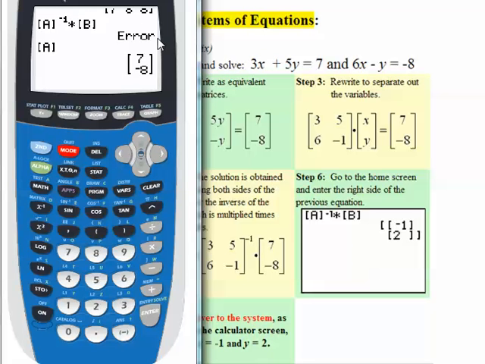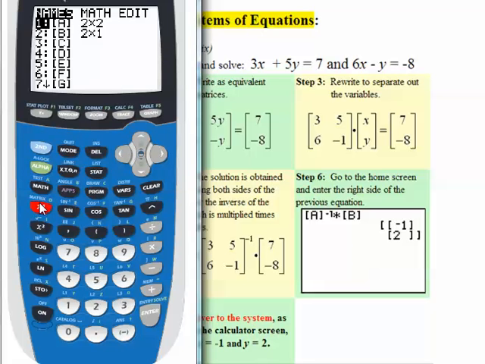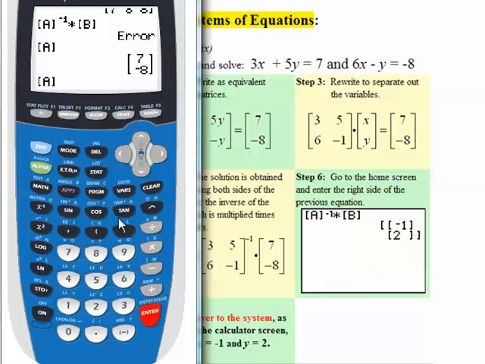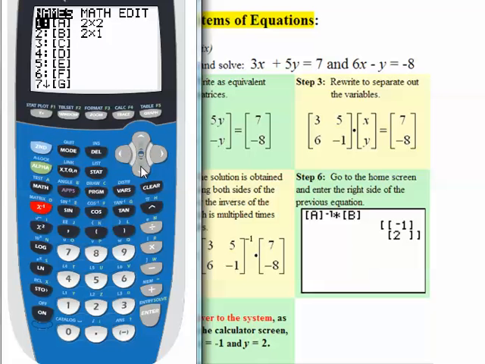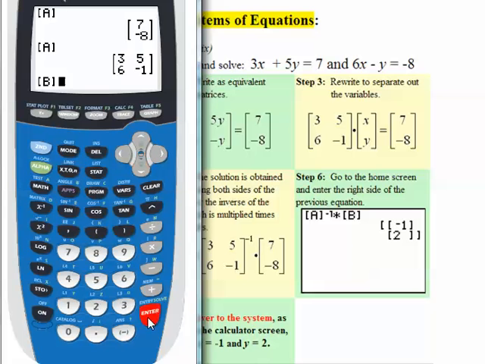Okay, I got this error on the calculator, and I had to go back and check my matrices because I had a problem in them and I hadn't entered them correctly. But I've corrected that now, and I just wanted to show you what I did. For matrix A, I have got 3, 5, 6, and -1 in there. And then for matrix B, I have got the 7 and -8 in there.